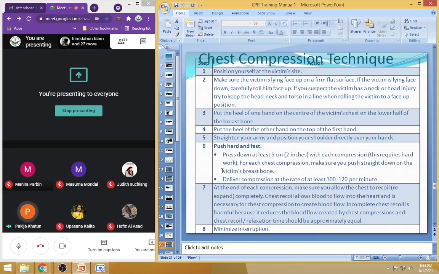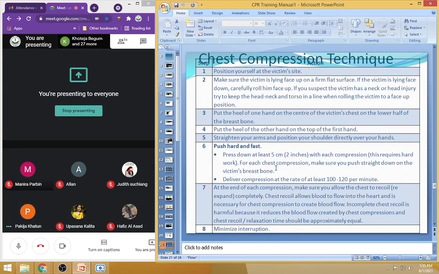Deliver compressions at the rate of at least 100 to 120 per minute. At the end of each compression, make sure you allow the chest to recoil, to re-expand completely. Chest recoil allows blood to flow into the heart and is necessary for chest compression to create blood flow. Incomplete chest recoil is harmful because it reduces the blood flow created by chest compression. Chest compression and recoil relaxation time should be approximately equal. Minimize interruption.